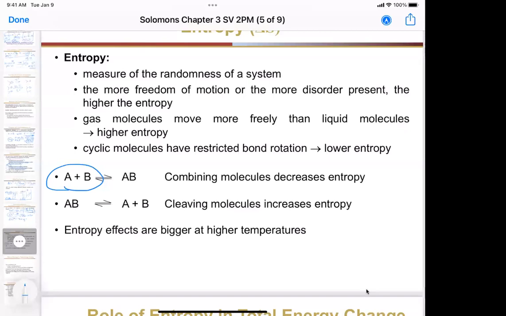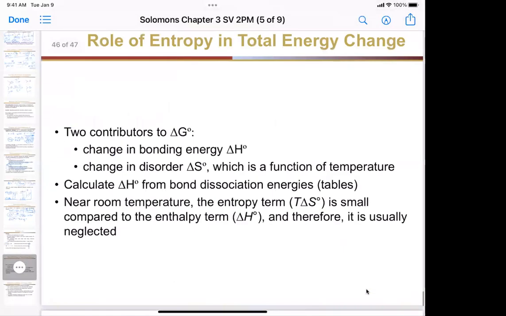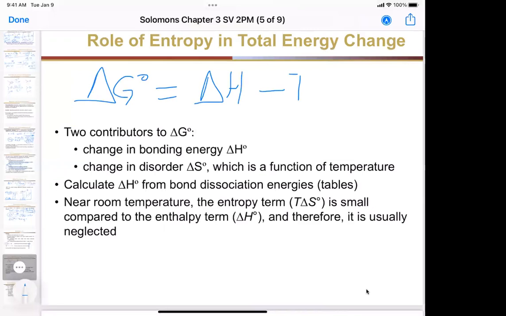Okay, so we have entropy now. We have Gibbs free energy, but we still haven't related it to bond energy. Why are those products more stable than the reactants? So let's give you one more equation right here, the equation that relates all that together. Okay, so the change in Gibbs free energy is equal to delta H minus T, which is temperature in Kelvin, delta S.